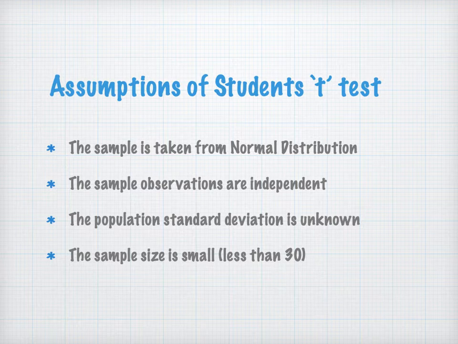The population standard deviation is unknown. When the population standard deviation is known, we were able to find the Z test. So, the population standard deviation must be unknown. Also, the sample size is small. That is, we consider the sample size to be less than 30. So, this is a small sample test.